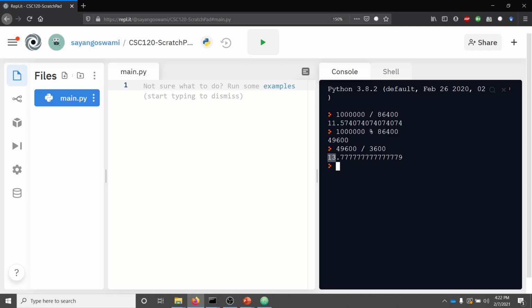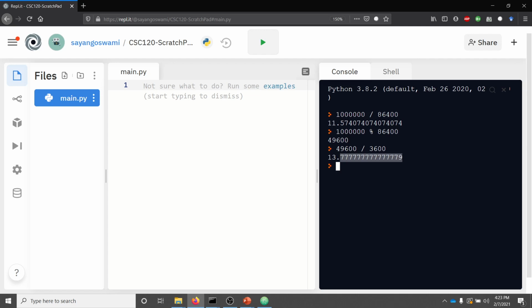Which makes sense, because you see this says 11 and a half days. So half a day is 12 hours. We have 13 hours. It's more or less the same, right? So you divide this by 3,600 and you get 13 hours. So now it's 11 days, 13 hours, right? And then you have some seconds remaining.